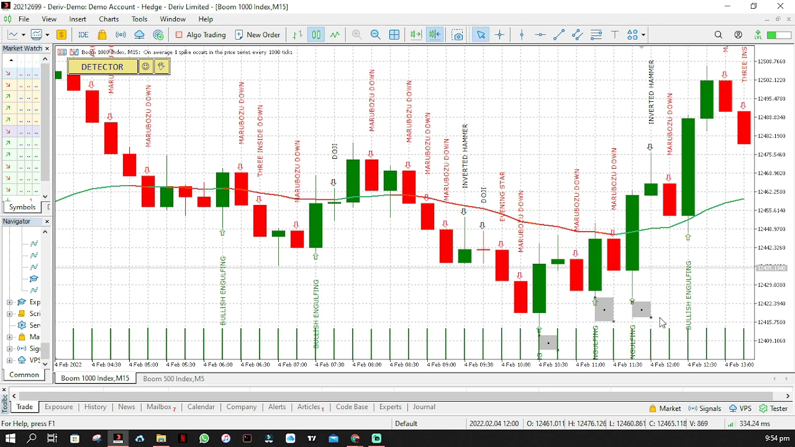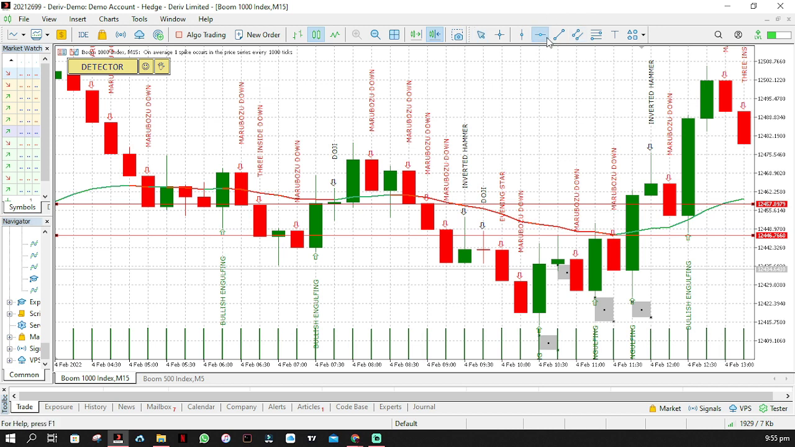Now let's talk about the take profit. If this is your stop loss, you wait for a new candle to form, which is probably here. So this can be your entry. Then your first take profit can be probably at this level. Your other take profit can be at this level, and then finally your last take profit can be maybe here. But as you can see here, it really closed.